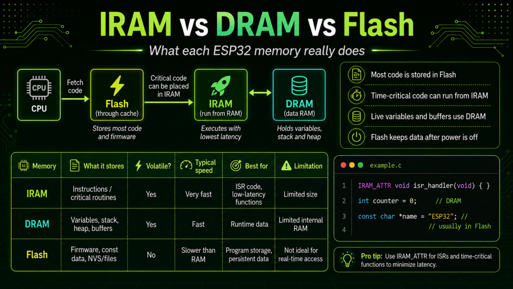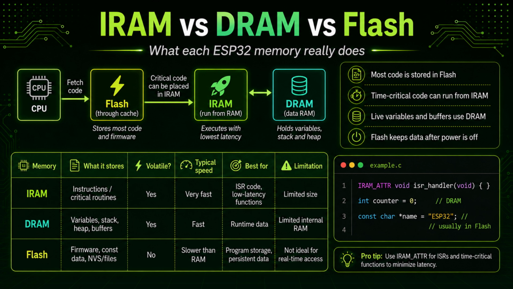DRAM, on the other hand, is internal data RAM. Runtime variables, buffers, task stacks, heap allocations, and other frequently changing information normally live here. Another major difference is volatility. Both IRAM and DRAM lose their contents when power is removed. Flash does not. This is why firmware and persistent information can remain stored even when the ESP32 is completely powered off.